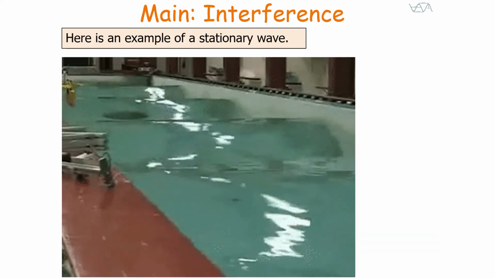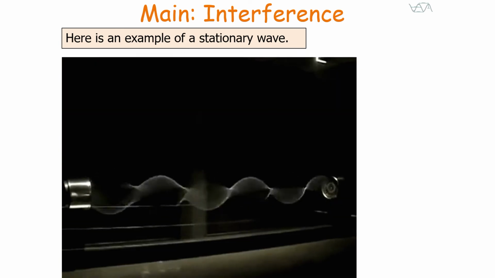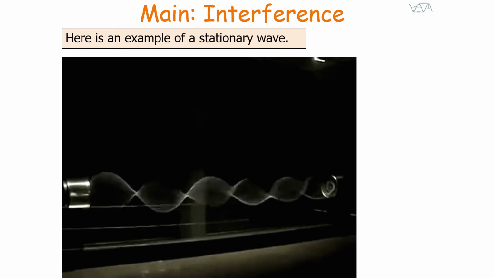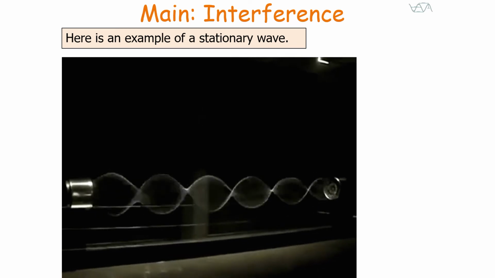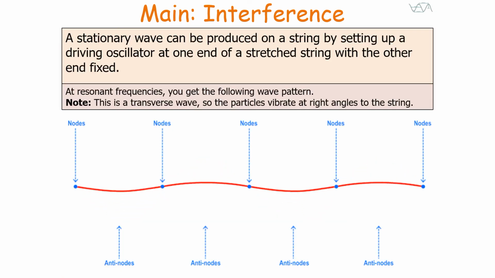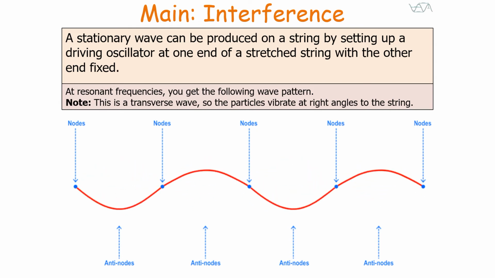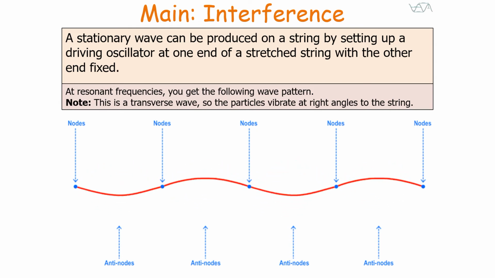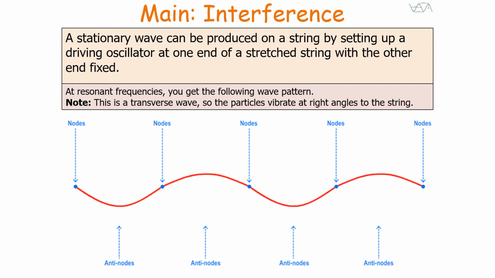So the following is an example of a stationary wave in water, and the following is an example of a stationary wave on a string. So you'll see loops vibrating because the points of vibration stay constant in your stationary wave. Now, it's important to note that you will get the following pattern in a stationary wave at a resonant frequency. Note, by the way, this is a transverse wave, so the particles vibrate at right angles to the string.